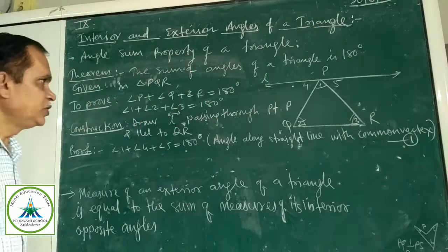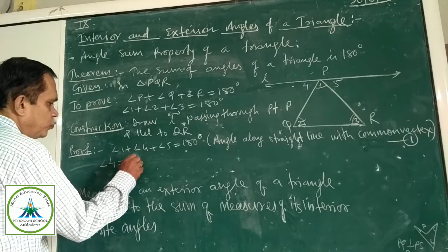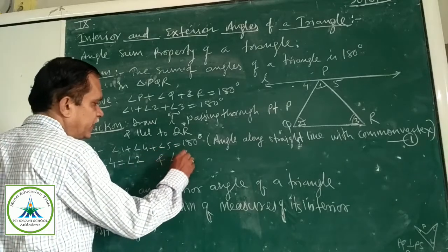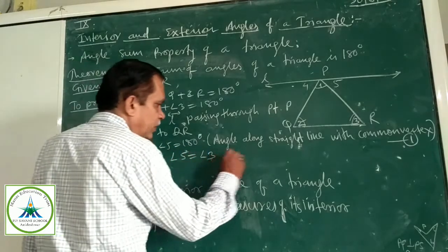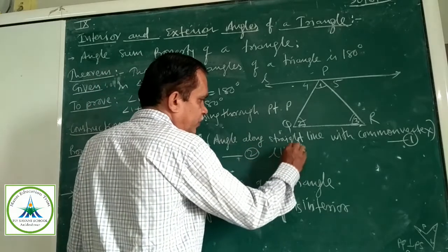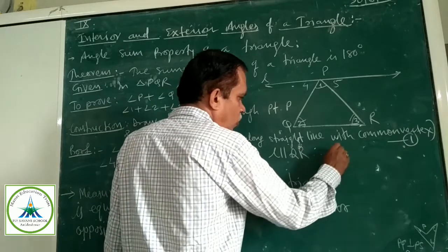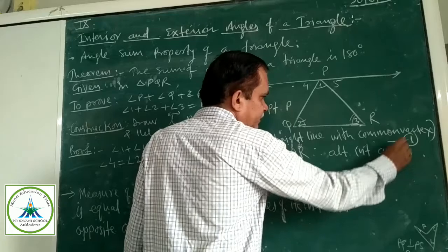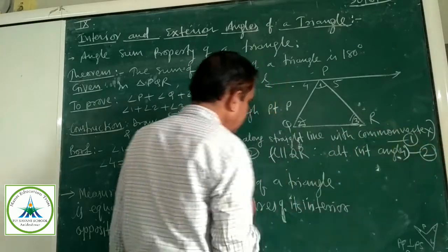Again, see, angle 4 equal to angle 2 and angle 5 equal to angle 3. Number 2, what is the support? L parallel QR, therefore alternate interior angles. And write 2 here, not here.